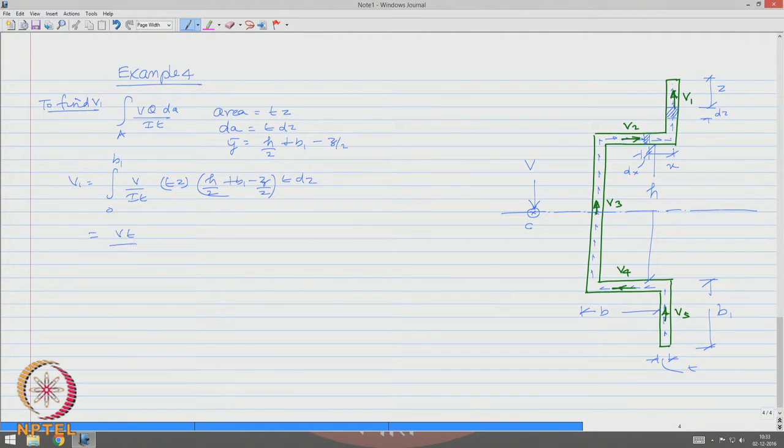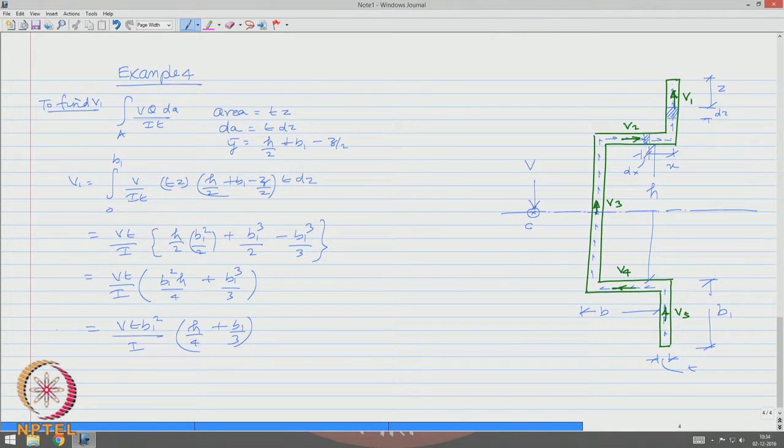which is V t by I h by 2 B 1 square by 2 plus B 1 cube by 2 minus B 1 cube by 3, which can be said as V t by I B 1 square h by 4 plus B 1 cube by 3, which is V t B 1 square by I h by 4 plus B 1 by 3, that is V 1.